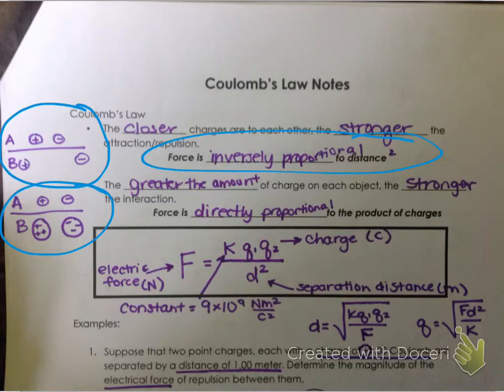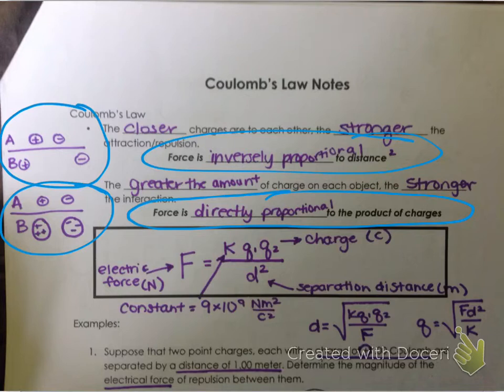They're both positive and negative charged, but A and B have different amounts of charge, and so I asked them to do a think, pair, share again, think about which one's going to have a greater attraction. They talk with their partner, and we come up with that B is going to have the greater force, the stronger attraction, because there's a greater amount of charge. And so we talk about how those are directly proportional.